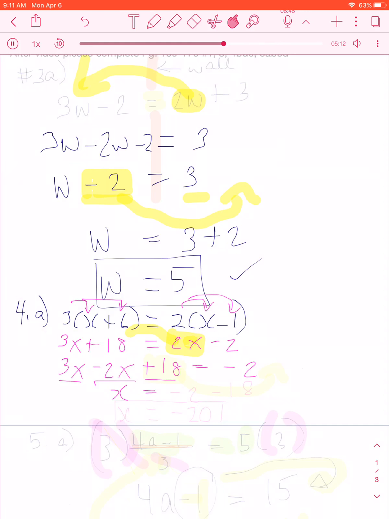I'm then going to take that plus 18 that's on the left side, and I'm going to bring it to the right side. So we know the opposite of adding 18 is subtracting 18. So my final answer should be x is equal to negative 20.